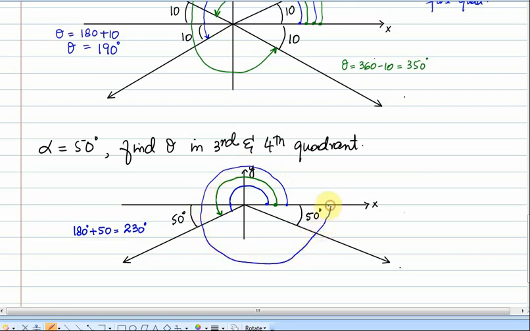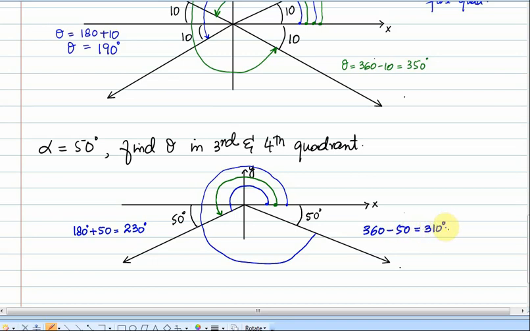Similarly, for the second angle, starting your journey from this point, if you cover the whole journey till here, that means you have covered 360 degrees, right? It's a complete circle, but we don't need that 50 part, so I will remove it. So it will be 360 minus 50, which gives you the value of 310 degrees.